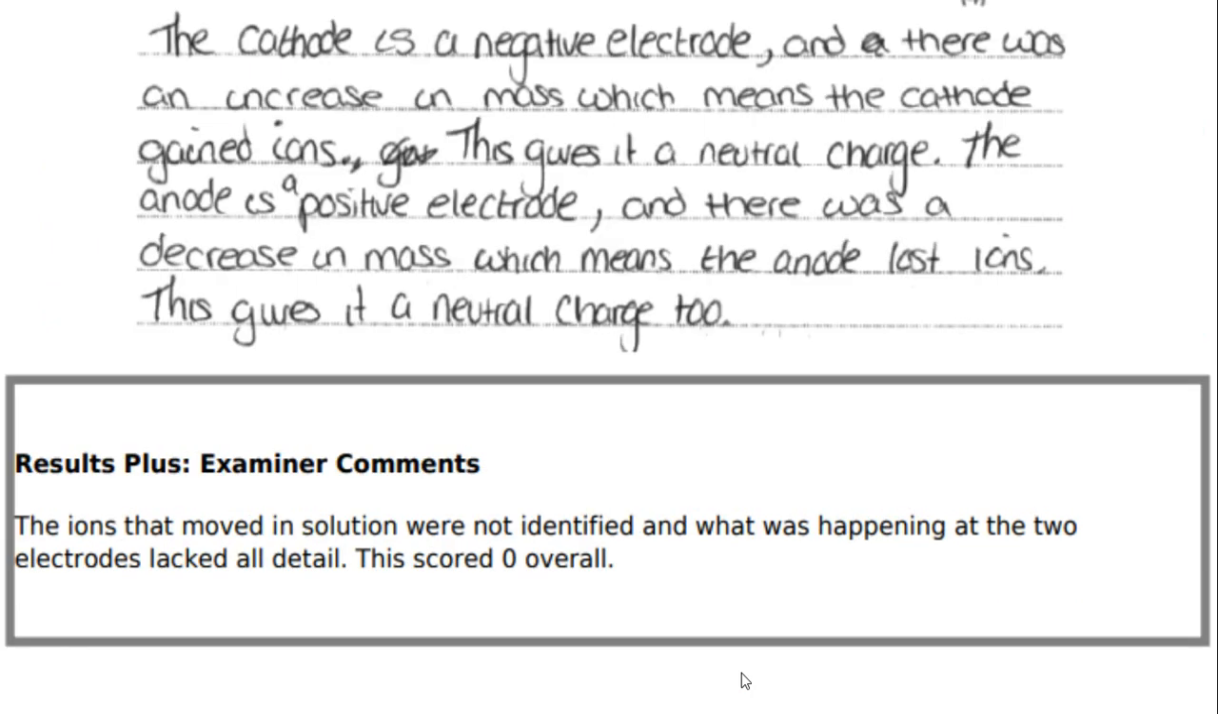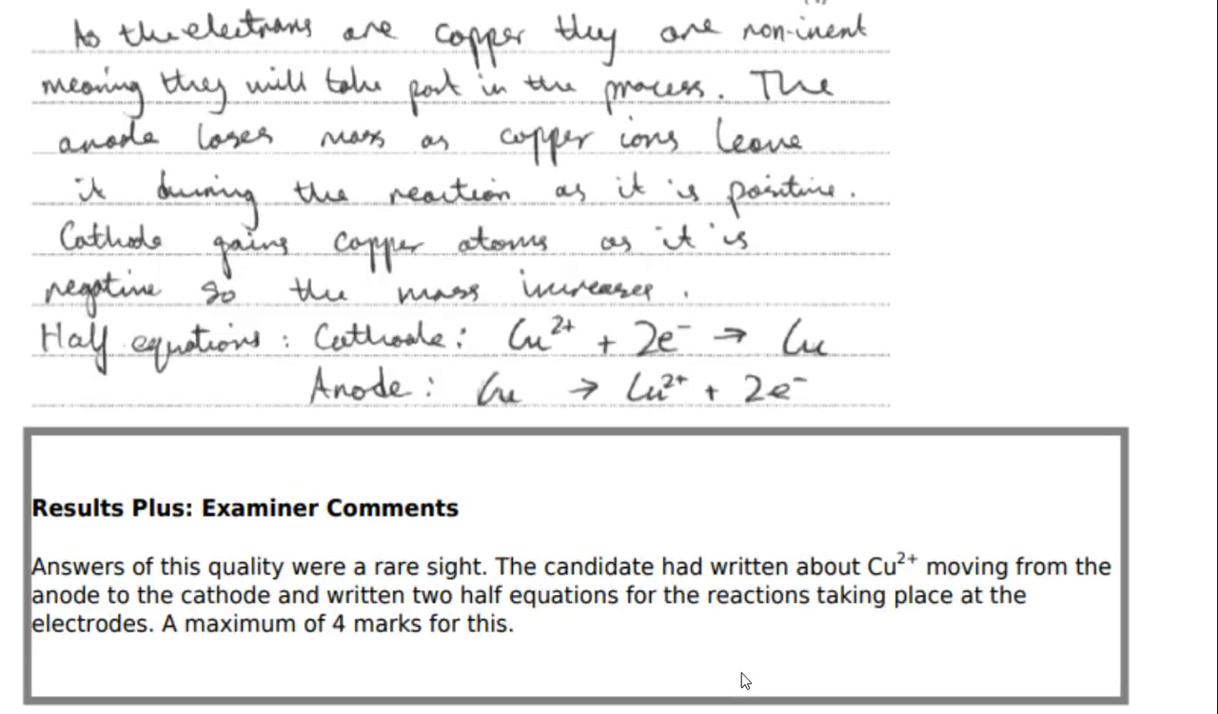So here's an example of a typical student response. It says the cathode is a negative electrode. There was an increase in mass, which means the cathode gains ions. This gives it a neutral charge. The anode is a positive electrode, and there was a decrease in mass, which means the anode lost ions. This gives it a neutral charge too. Here's the thing. The ions that moved in solution are not identified. And what was happening at the two electrodes lacks all the detail needed, so it gets 0 marks.